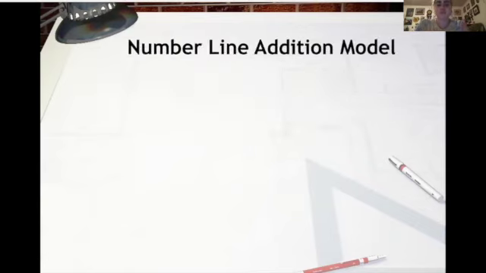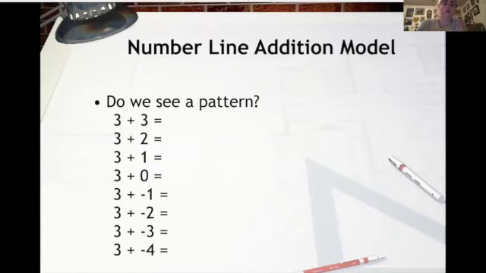So the number line addition model, I want you to go ahead and look at these as well as solve them and identify if you see a pattern. So these are pretty simple. So go ahead and solve them. Do you see a pattern?